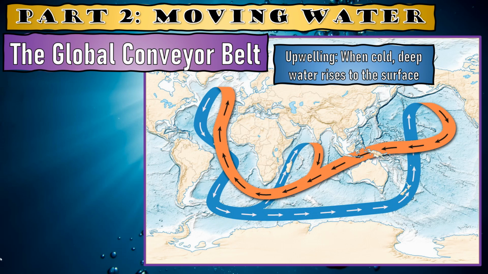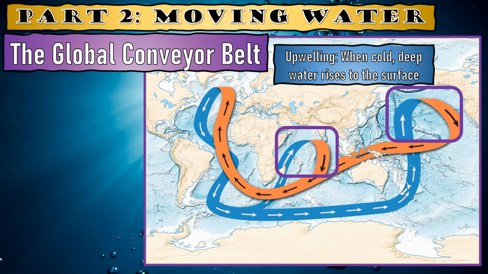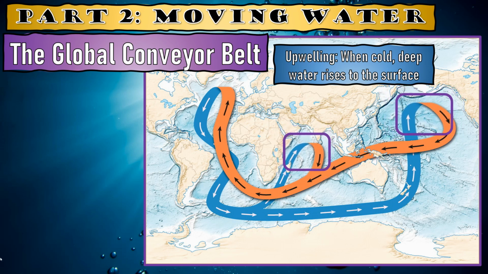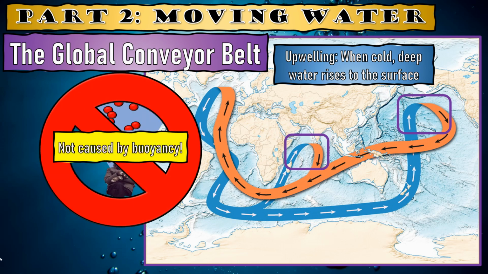This seems to counteract the ideas of buoyancy and density because these cold water bodies at the bottom of the ocean are much more dense than the water at the top, yet they still rise to the top of the ocean. There are two places where this takes place: in the Indian Ocean and in the Pacific Ocean. And in both cases, the water is not rising because of buoyancy this time. This has nothing to do with buoyancy. In fact, it's a much simpler answer.